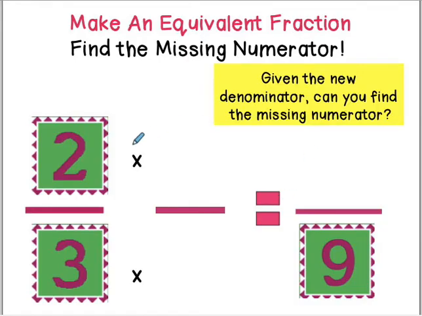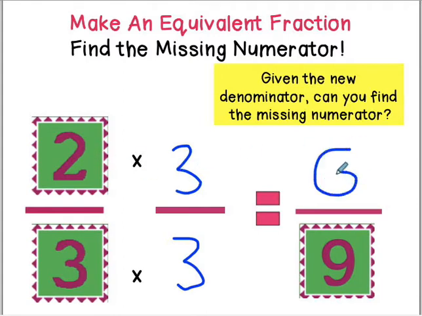Now, when we have a fraction that we want to give a new denominator, we need to figure out what to multiply by to get to our new denominator. So here we have 2/3, and we want this fraction to have a denominator of 9. Now, it's starting with a denominator of 3, so we're going to multiply 3 times 3, because 3 times 3 is 9. That means that we need to multiply the top by the same number, and 2 times 3 is 6. So 2/3 and 6/9 are equivalent fractions.